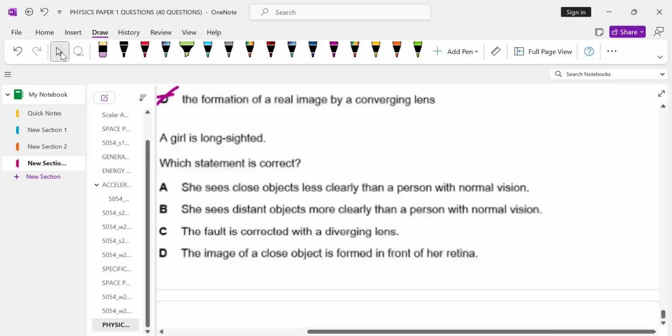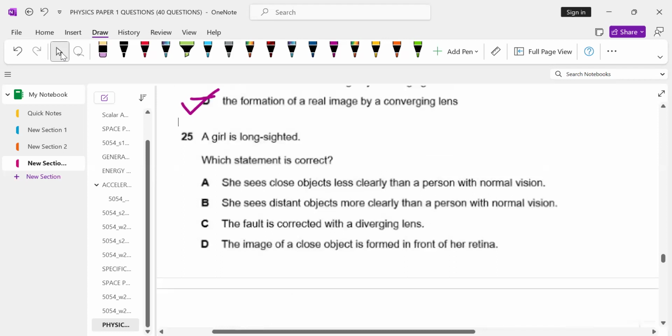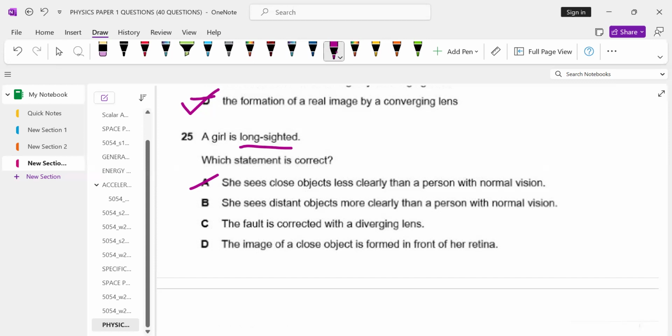Then question number 2, a girl is long-sighted. Long-sighted means that her vision of seeing near objects or close objects is not properly working, or isn't visible. So which statement is correct? She sees close objects less clearly than a person with normal vision. Yes. So option A is correct for this long-sightedness. An easy way to remember long-sightedness is: दूर करीब की नजर.